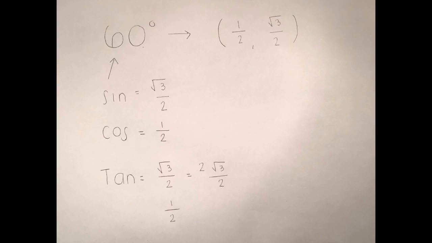For the cotangent, it will be exactly the same, but inverted. So first will be 1 over 2 over the square root of 3 over 2. So we multiply, and it will be 2 over 2 multiplying the square root of 3. But our rule is that we cannot leave the square root of 3 or any square root below.